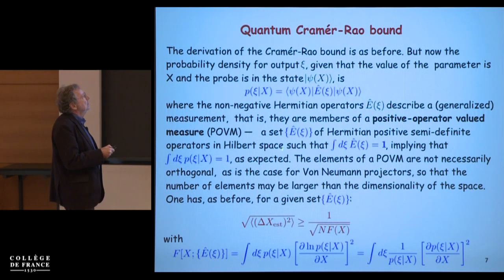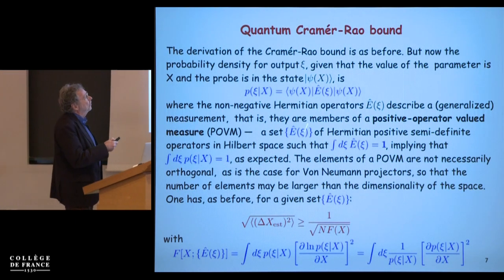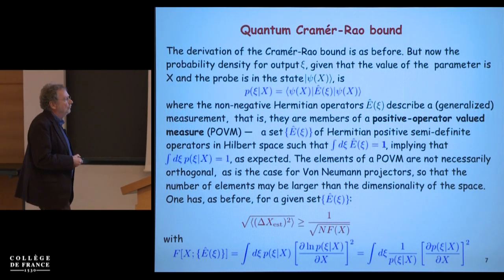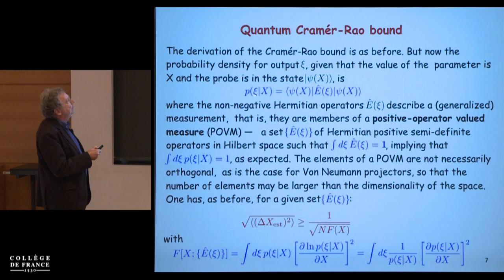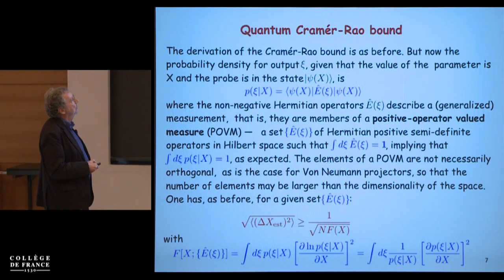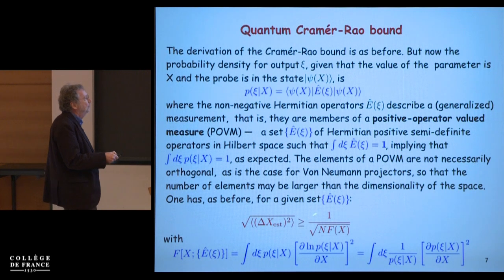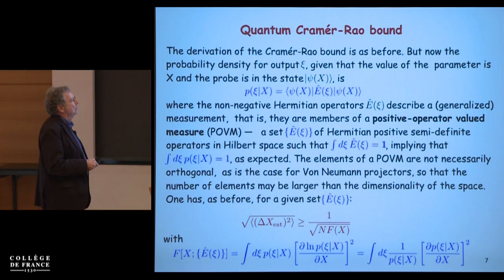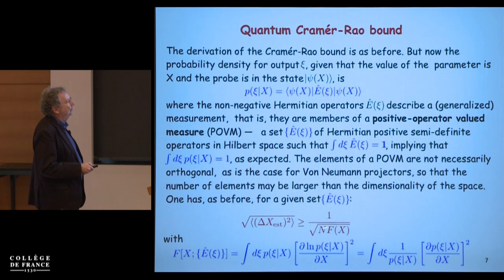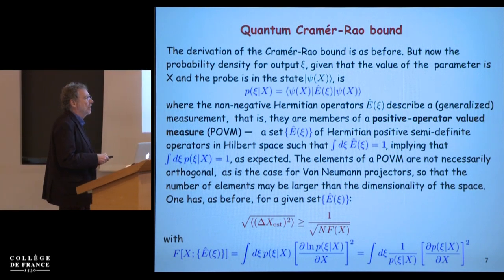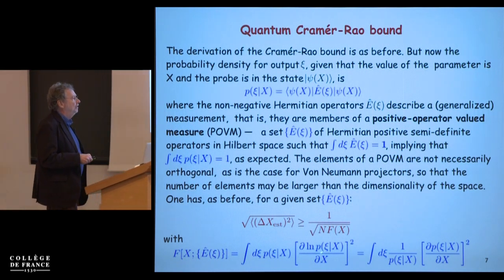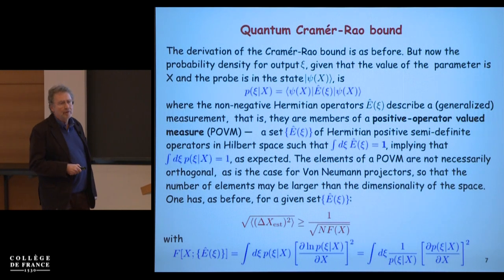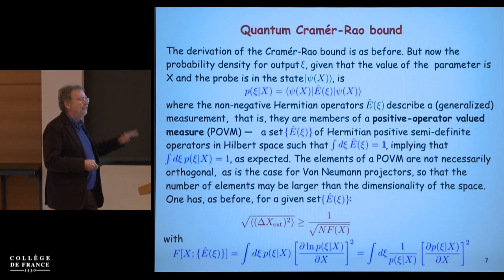Now, we can follow the same derivation that we had in the first lecture, and we can show that for this definition of the probability density, we still find the Cramér-Rao relation. We find that the standard deviation for the parameter to be estimated is equal to 1 over square root of n times F of x, where F of x is again the Fisher information, the same expression as before. The only difference is this expression for the probability density. Okay? So far, it's the same thing.